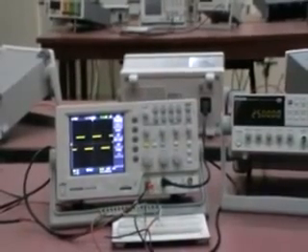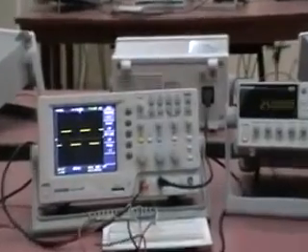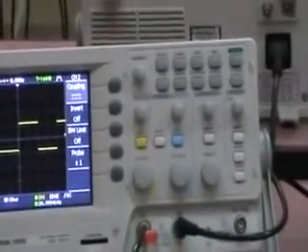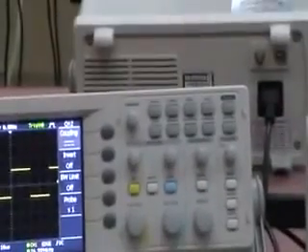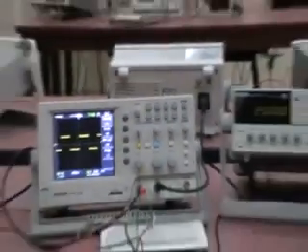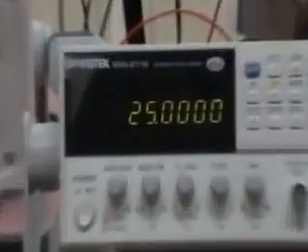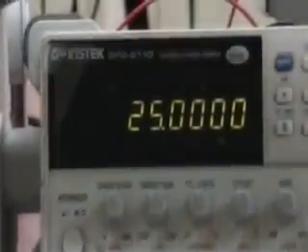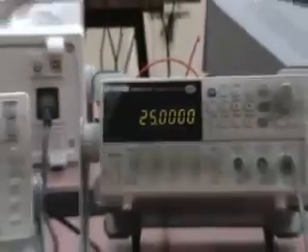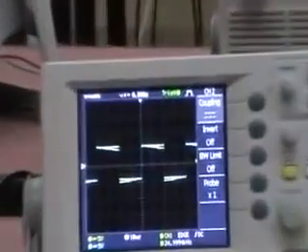Starting from the first case, whenever the time period of the square waveform is far less than the time constant, that is frequency 25 kHz. So keeping 25 kHz from the function generator and turning the channel on, you can observe the output. At 25 kHz, we can see how the output is varying.